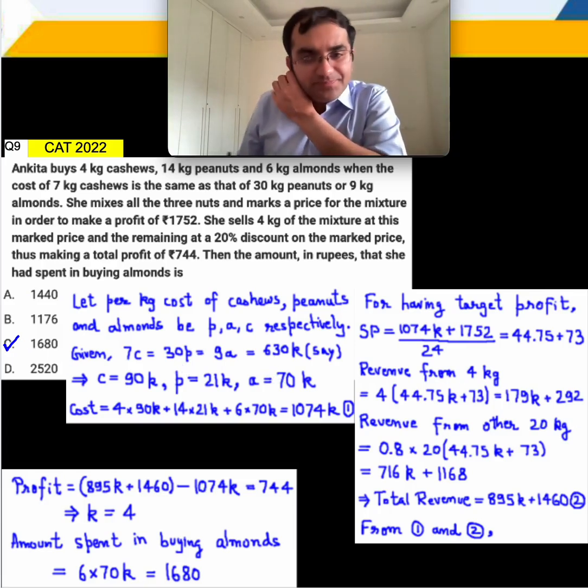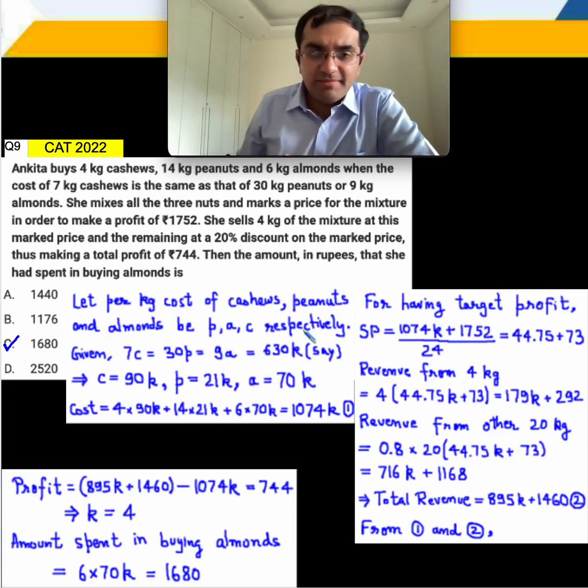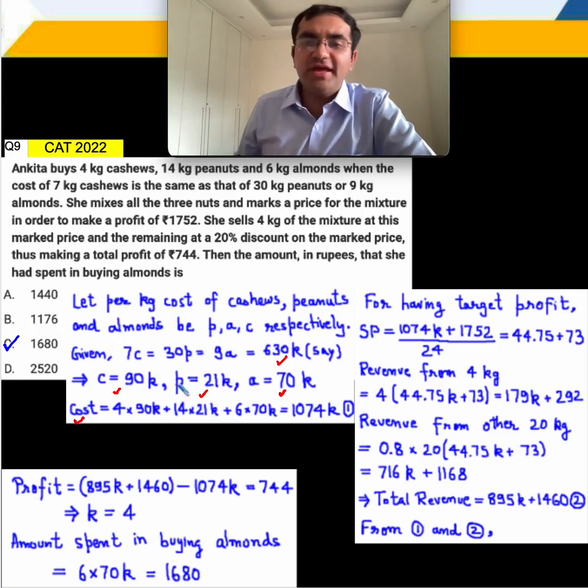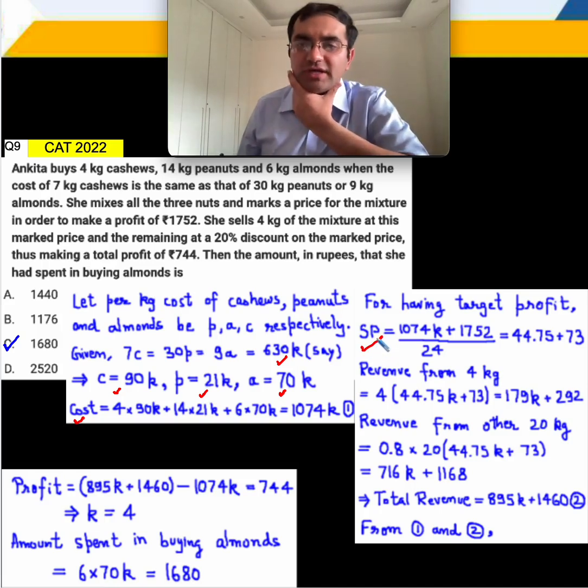So first we assumed the LCM. From the LCM we got the individual per kg costs. From there we got the total cost. Then we found the marked price, or the selling price in case of no discount. From there we started to sell.